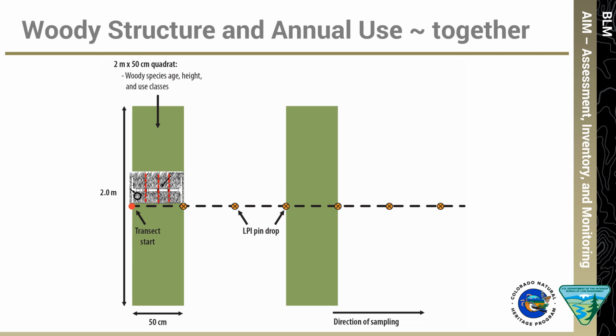Then you would continue down the transect to the next 1.5 meter increment, lay the MIM frame down for stubble height, measure soil alteration, and then record woody structure and use and continue down the transect. In this way, annual use can be recorded along with the core method's woody structure in a second pass of the transect.